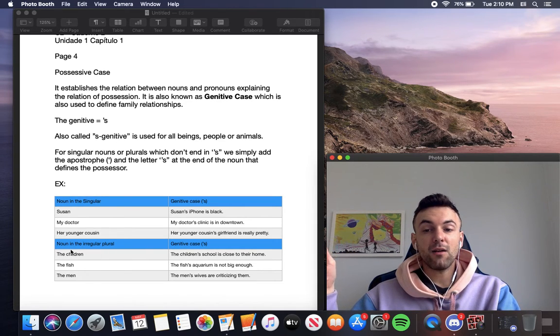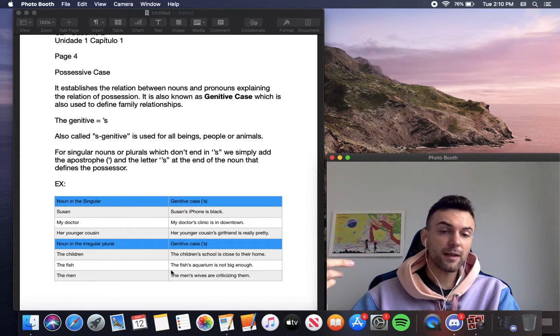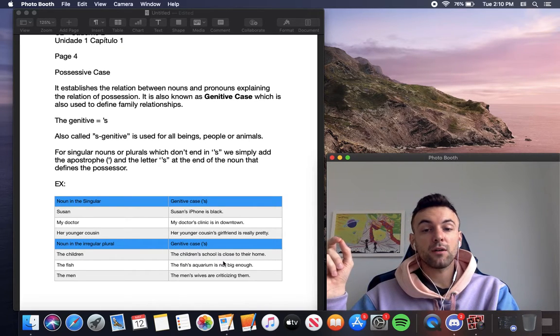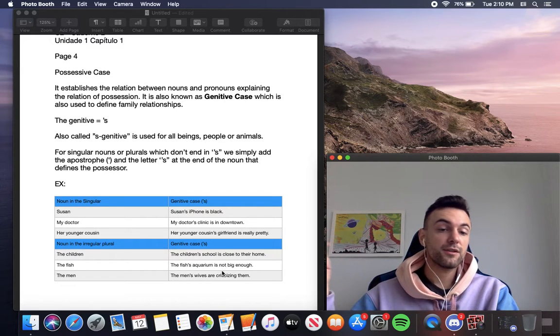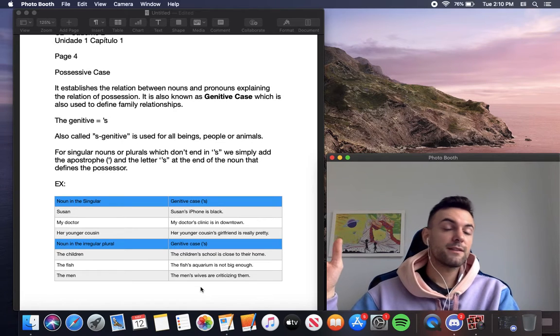When it comes to nouns in the irregular plural, for example, the children or the fish or the man, we'll do the same thing. The children's school is close to their home. The fish's aquarium is not big enough, and the man's wives are criticizing them.